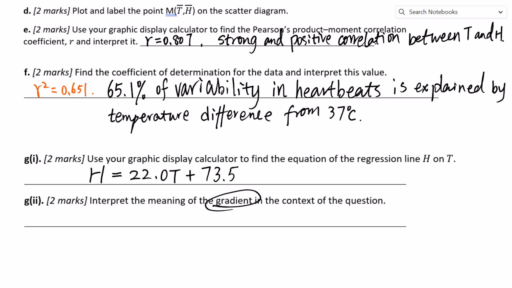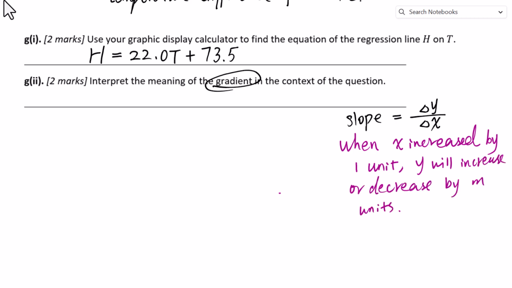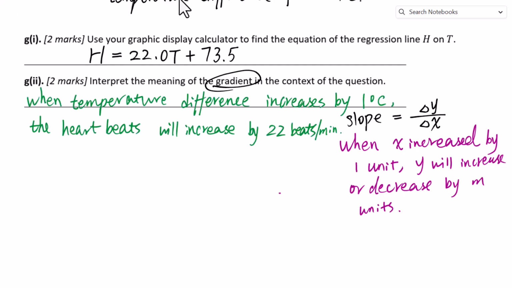J2. Interpret the meaning of the gradient in the context of the equation. Gradient means slope. Slope equals difference of y over difference of x, which means when x increases by 1 unit, y will increase or decrease by m units. For this question, we can write down like this: when temperature difference increases by 1 degree Celsius, the heartbeats will increase by 22 beats per minute.